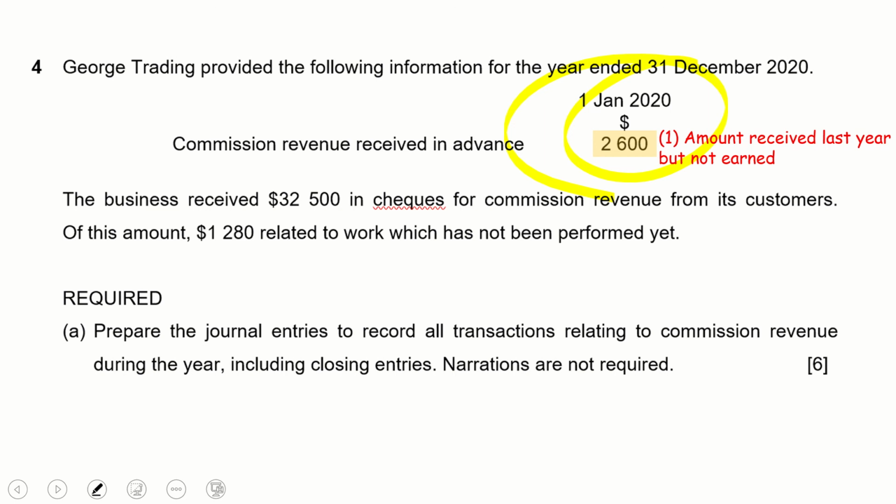Since we received this commission last year, but we never earned it, what's going to happen is that on 1st of Jan, we are going to earn this $2,006. Last year we received the money, but we never earned it. So next year, we will have to work and earn the money. So we take it that on 1st of Jan, the business will work and earn this $2,006. So this is the first entry that we will record.